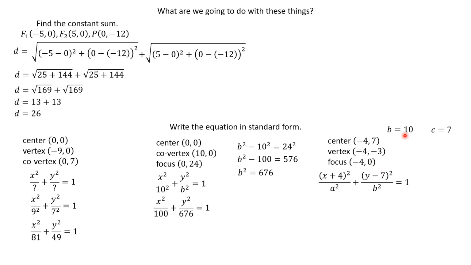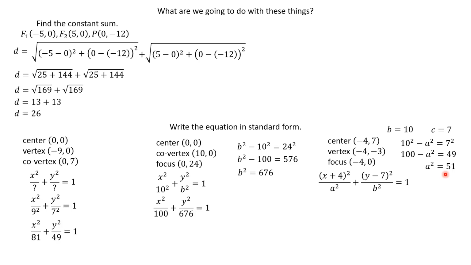So from here, we can use the same equation, and b is the vertex, so we'll have 10 squared minus a squared equals 7 squared, because 10 is going to be the bigger of the two numbers. That's where this is important. And then we can square these guys. 100 minus a squared equals 49. Subtract 100 to get negative a squared equals negative 51, or a squared equals positive 51.